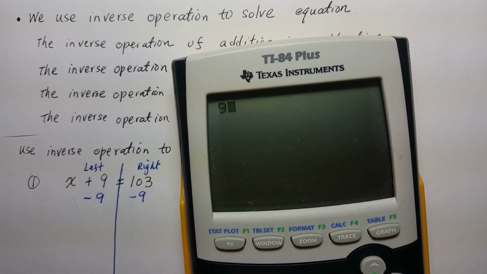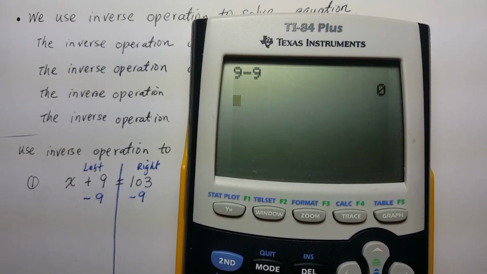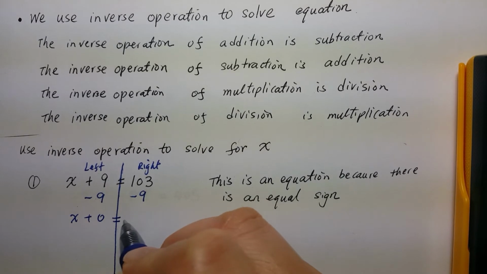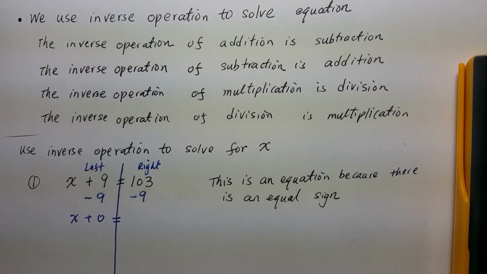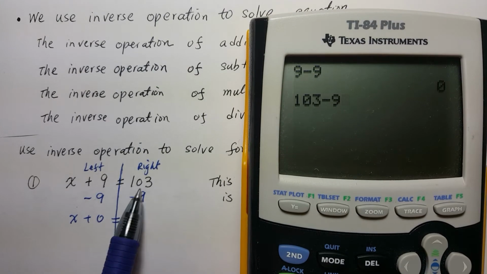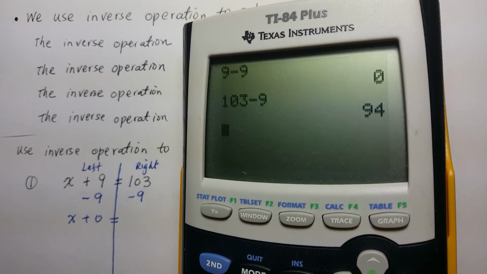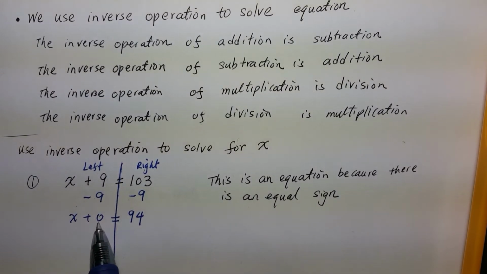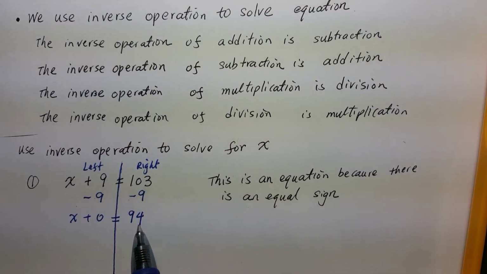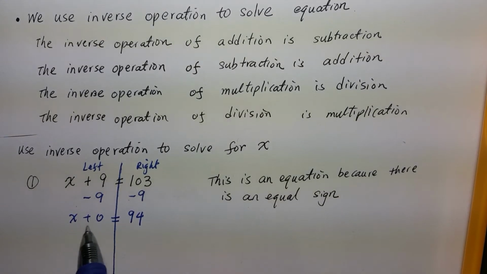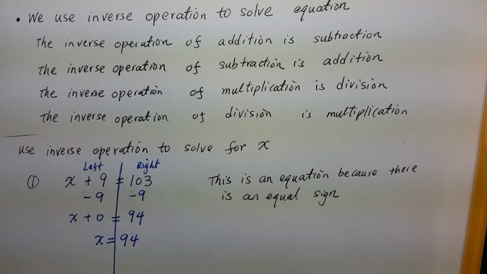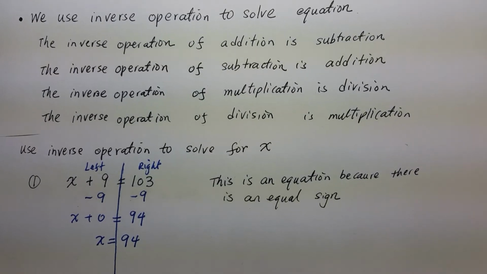Now let's see how the 9 disappear. 9 minus 9 equals 0. So therefore we have x plus 0 equal 103 minus 9. 103 minus 9 equal 94. So it turned into x plus 0 equal to 94. And x plus 0, anything plus 0 stay the same. So therefore we get x equal to 94. That's how it disappeared. The inverse operation made the 9 disappear.